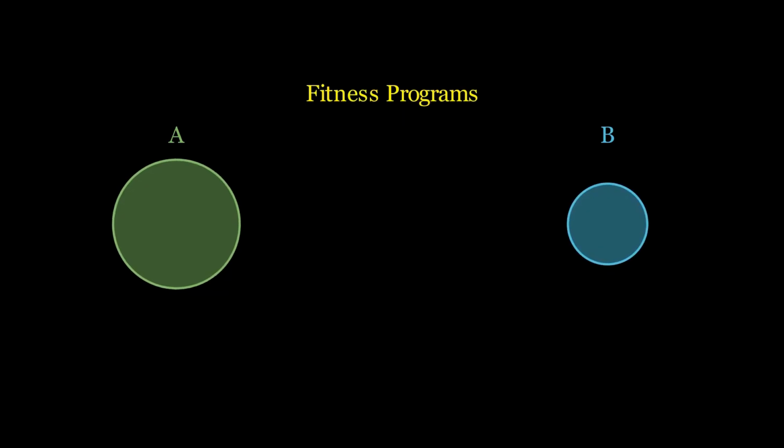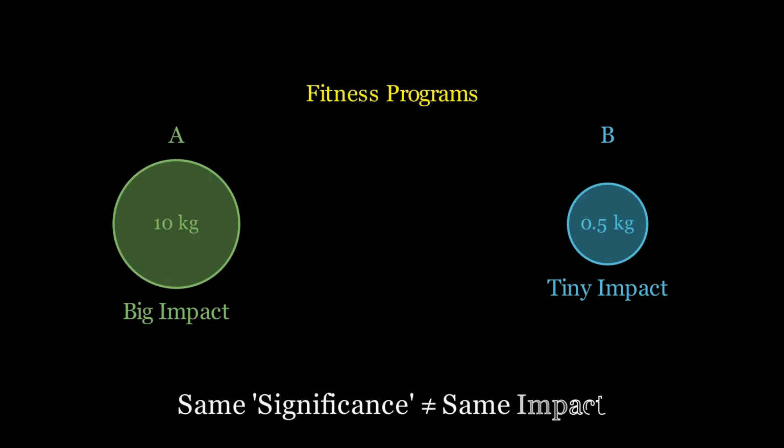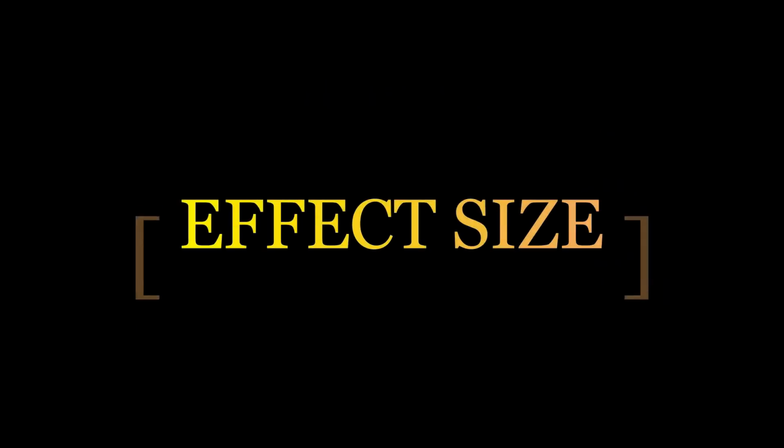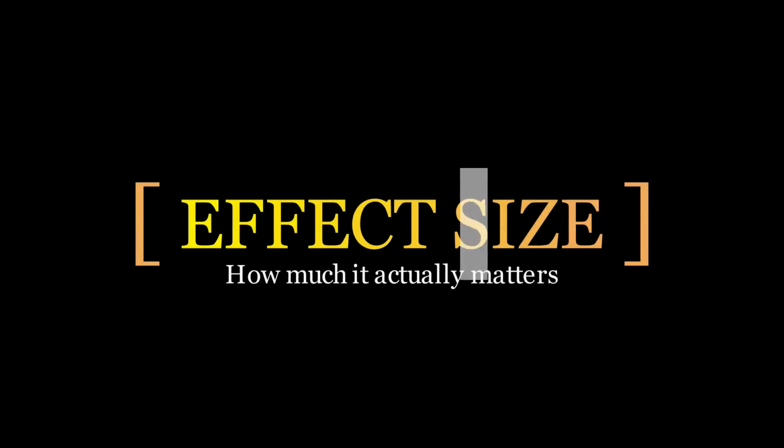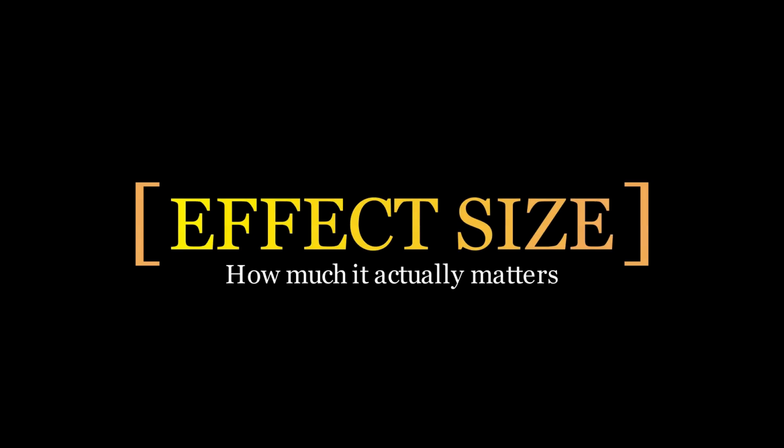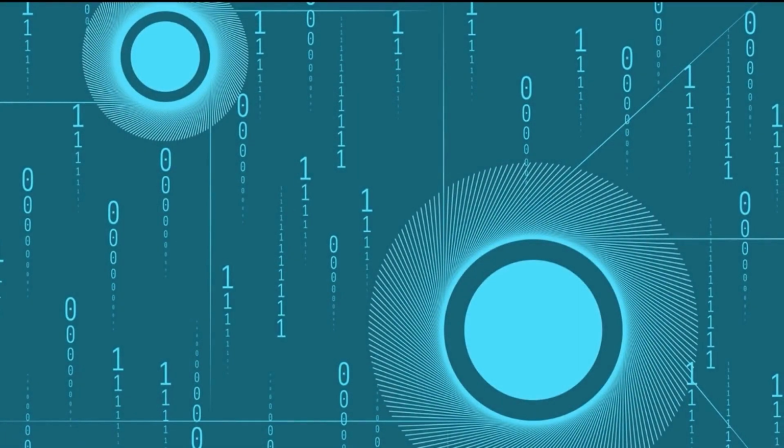Imagine two fitness programs. Program A helps you lose 10 kg. Program B helps you lose 0.5 kg. Now imagine both are labeled statistically significant. Would you treat them the same? Of course not. And that brings us to the most underrated concept in statistics, effect size. This is the difference between data that looks impressive and data that actually matters.